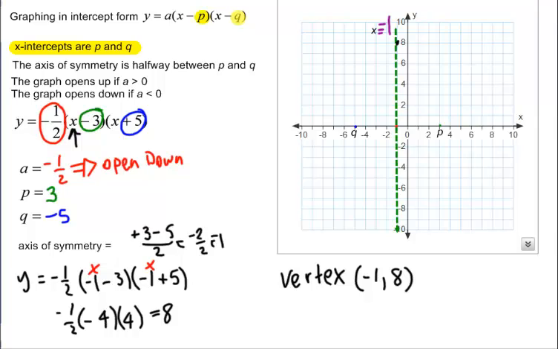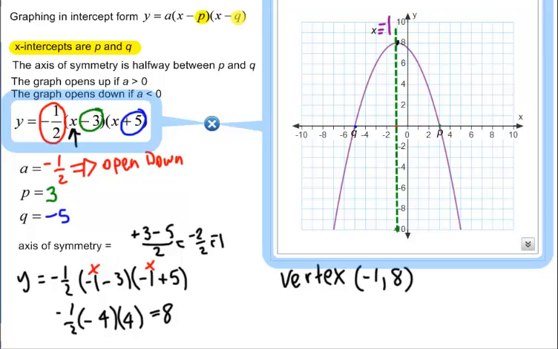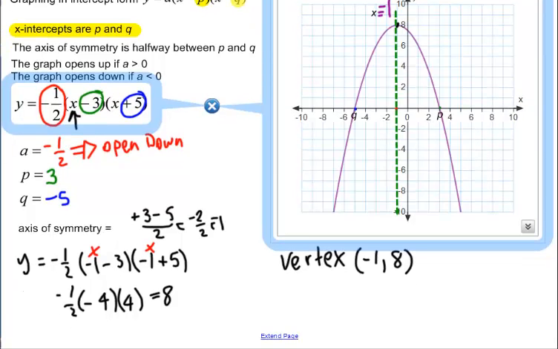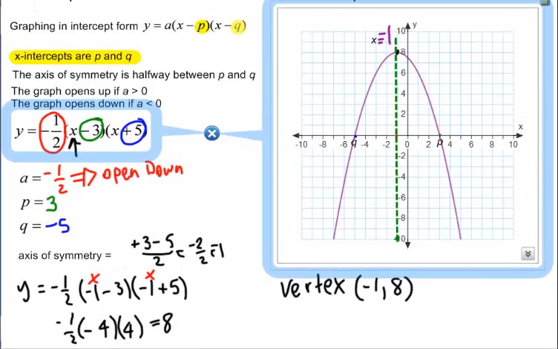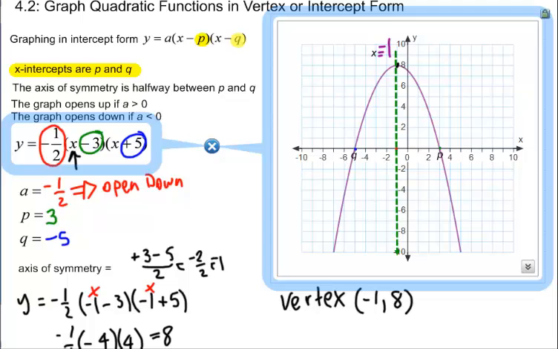And this is going to give me my graph. And so all you do is connect these dots. And when you connect these dots, you get this graph. Look at that. Perfect. And that's how we're going to work from intercept form.